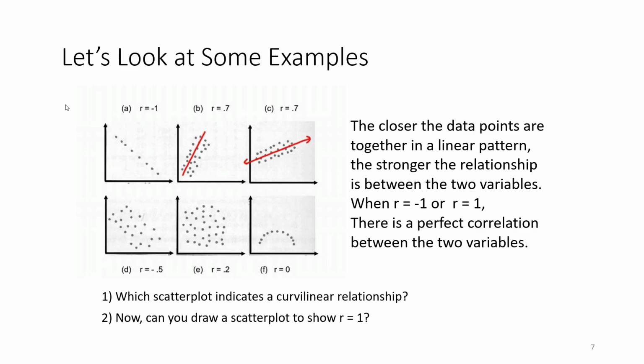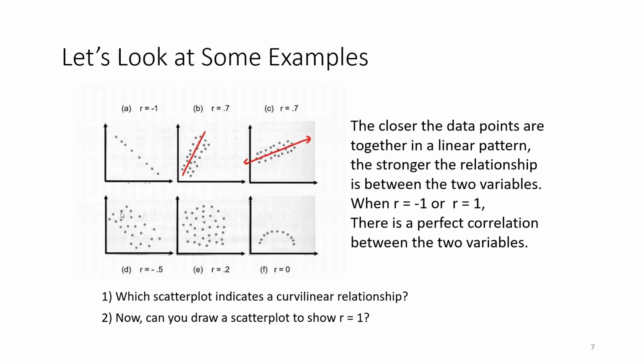On this slide, I have a few examples to show you how different relationships appear visually in scatter plots. In scatter plot A, there is a perfect negative relationship because all points lie on a straight line. In scatter plots B and C, both have R equals 0.7, but they appear different due to the swapped positions of x and y. This demonstrates that correlation is symmetrical.